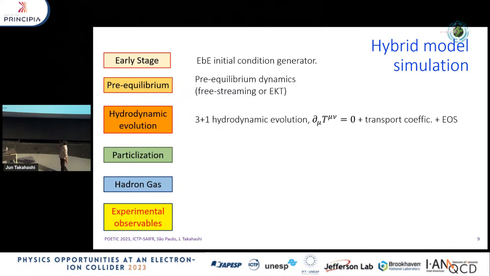We evolve the system using effective hydrodynamic models that basically use energy conservation, some transport coefficients, and some equation of state.